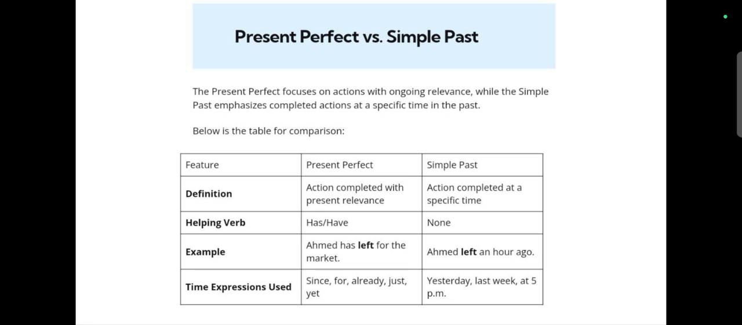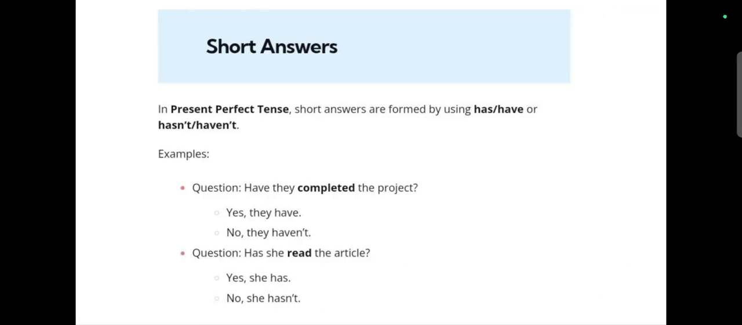But if we discuss in simple past, we specify the particular time interval for the action. And time expressions used: we use since, for, already, just, yet for the present perfect. And in the simple past, yesterday, last week, at 5 p.m. These are some of the time expressions.